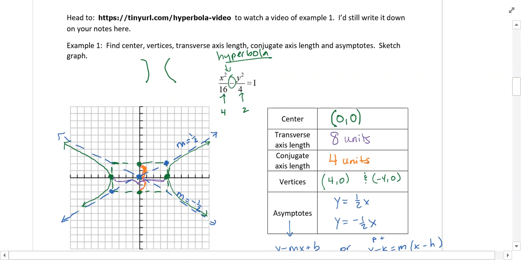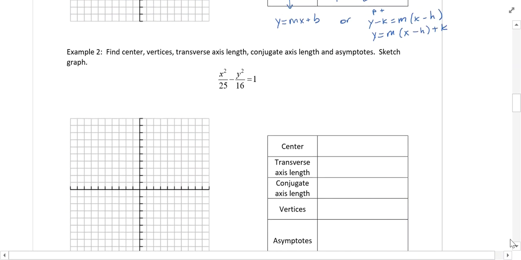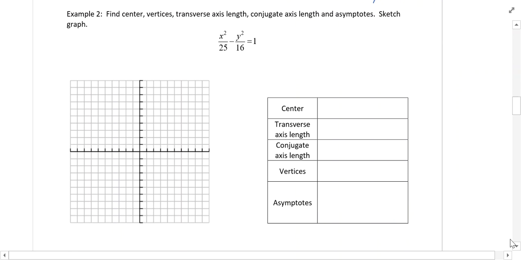And so we wanted to find the center, got it. Vertices, got it. Transverse axis length, conjugate axis length, and equations of the asymptotes. And that's it. And I have my sketch already, so I'm done. So pause the video and take a minute or two to try this problem. You actually tried it, right?